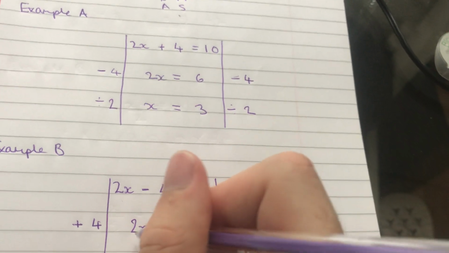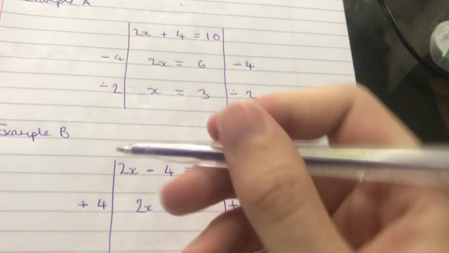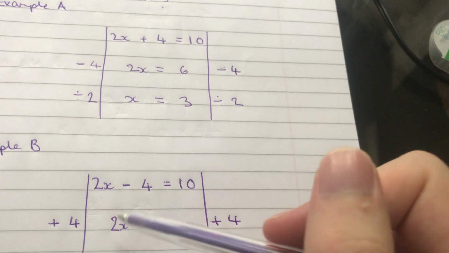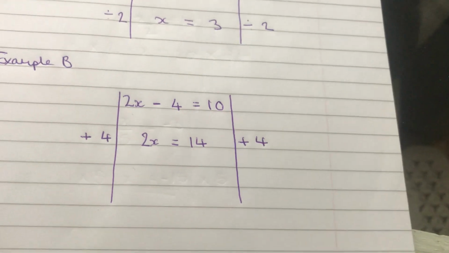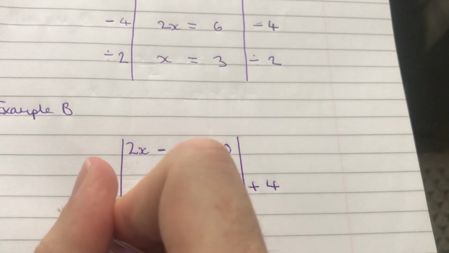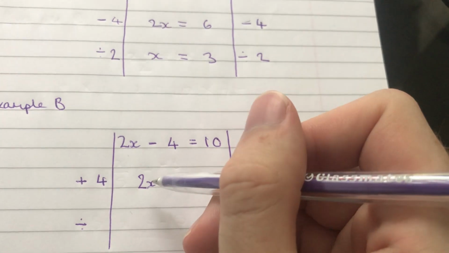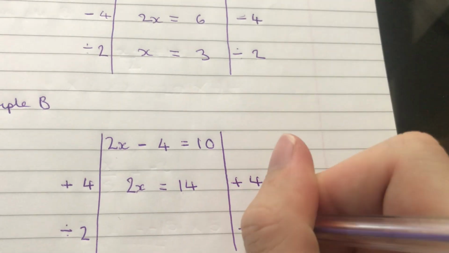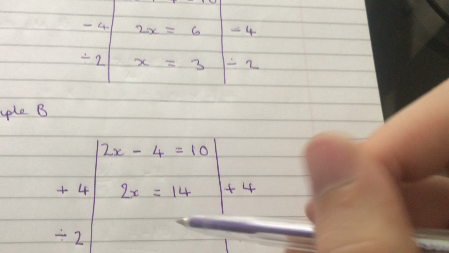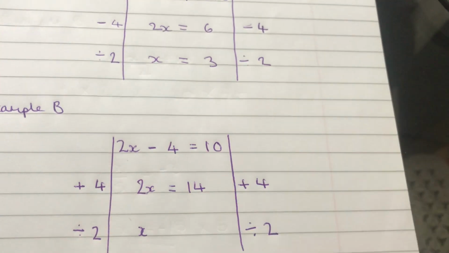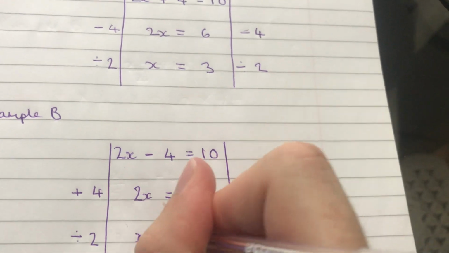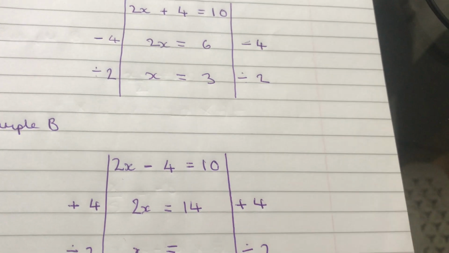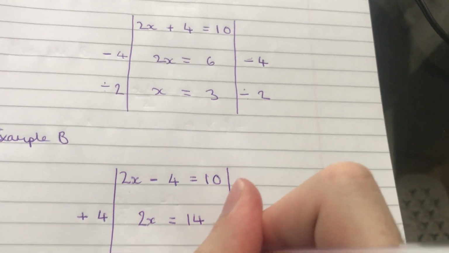We need to find the inverse of multiplied by 2, because 2x is 2 multiplied by x. What's the opposite of multiplication? The inverse of multiplication is division. This is multiplied by 2, so it's a divide by 2. That's our inverse of multiplied by 2. Divide 2x by 2, we're just left with x. Divide 14 by 2, hopefully you'll understand this now, we're left with 7. So 14 divided by 2 is 7.